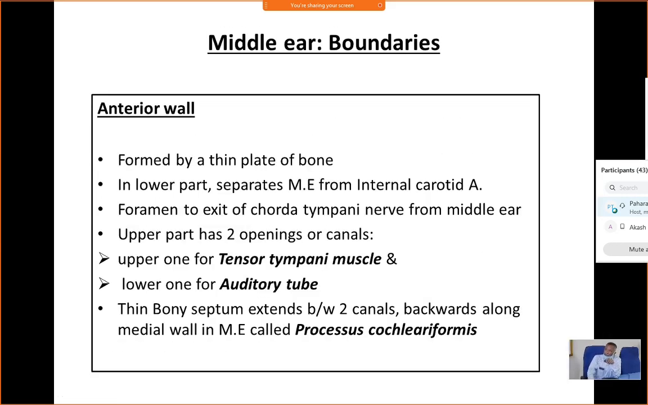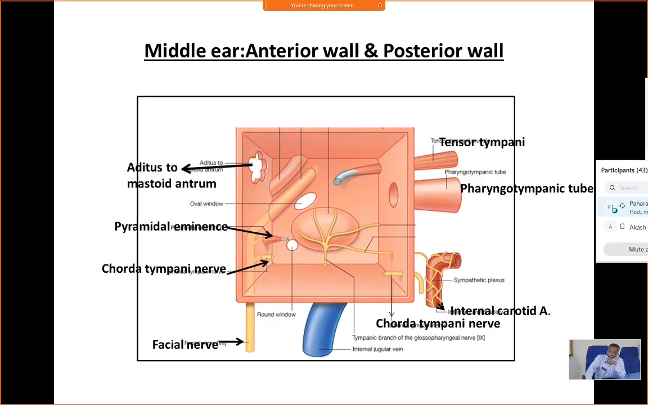Next, come to the anterior wall. The anterior wall is formed by a thin plate of bone, because the whole structure lies inside the petrous part of the temporal bone. So definitely the anterior wall, posterior wall and medial wall are bony, except the lateral wall, which is not formed by bone; the lateral wall is formed by the tympanic membrane. So the anterior wall is again formed by a thin plate of bone. Here you see, in the lower part, this anterior wall separates the middle ear cavity from the internal carotid artery.